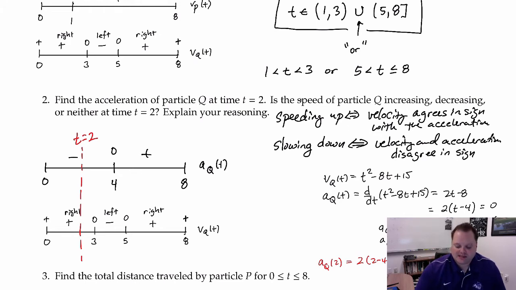So if you look at specifically this problem for time 2, at time 2 the acceleration is negative, but the velocity is positive. So since they disagree in sign, the object is moving to the right, but it's decelerating as it's moving to the right. Therefore, we would say that at t = 2, the particle q is slowing down.